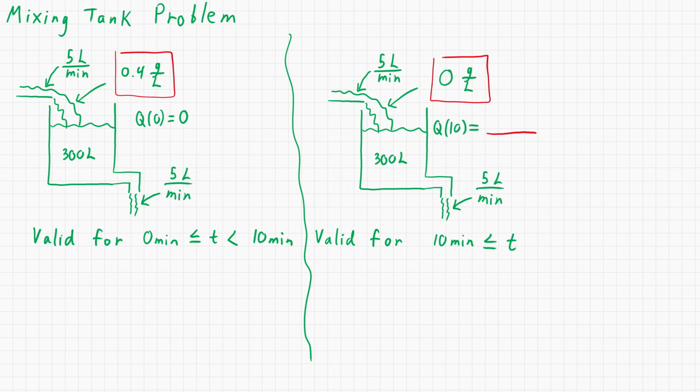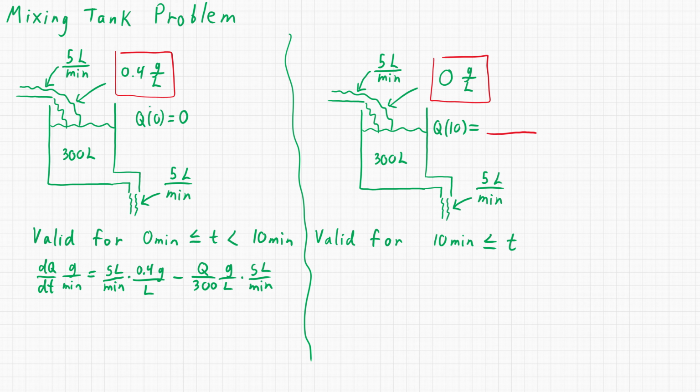So we're going to do Q prime, so dQ/dt equals, and so let me just include my units. So that's grams per minute equals, okay, the salt going in. So that's 5 liters per minute times 0.4 grams per liter. Minus stuff flowing out. That's going to be the amount in the tank, Q over 300. So that's grams per liter times the flow rate out, which is 5 liters per minute.